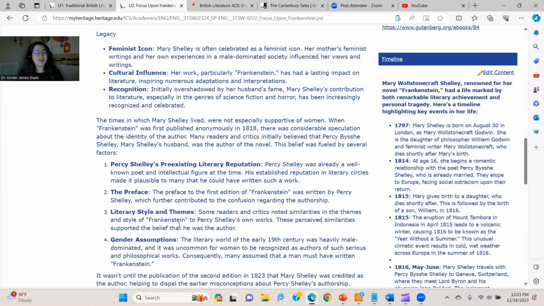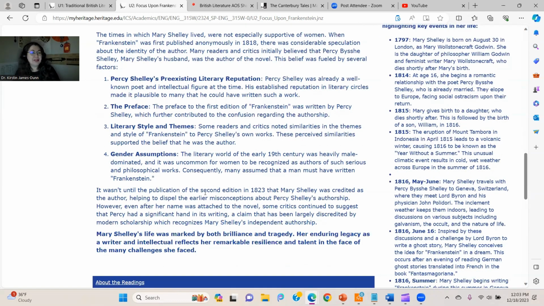Some of the readers noted the similar themes in Frankenstein to his own works. These perceived similarities supported the belief. Those probably had more to do with the fact that he did kind of suggest certain editorial stylistic conventions in her work, which I think are quite identifiable and did not improve it. If you read the original version compared with the later version, I think that his style of writing is less accessible to a contemporary reader than Mary's natural style of writing, of what we perceive to be her natural style of writing.